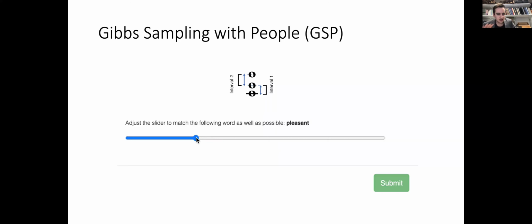And the important thing is that this GSP process is an adaptive paradigm. So the stimuli presented to one participant depends on the stimuli presented to previous participants. And the idea is that the participants are working together to explore a stimulus space that might have more dimensions than you could feasibly explore with a simple, exhaustive, non-adaptive paradigm.